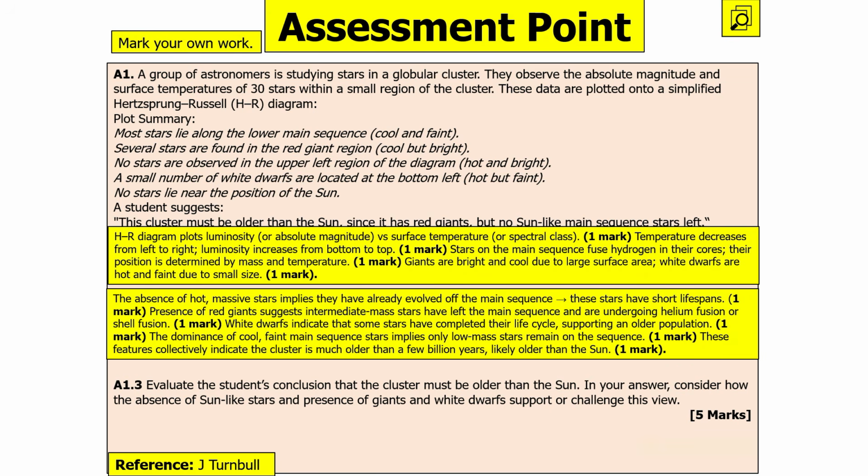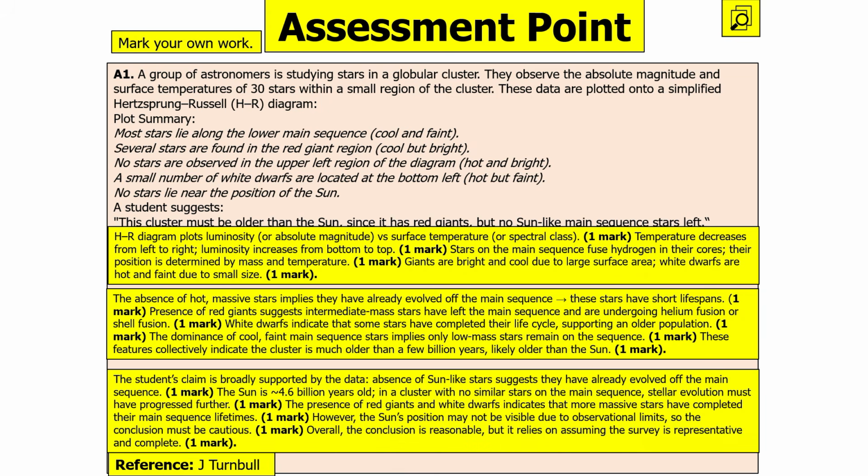The absence of hot massive stars implies they've already evolved off the main sequence, so these stars have a short lifespan. The presence of red giants indicates intermediate mass stars have left the main sequence and are undergoing helium fusion or shell fusion. The white dwarfs indicate that some stars have completed their life cycle, supporting an older population. The dominance of cool, faint main sequence stars implies only the low mass stars remain on the main sequence. These features all collectively indicate the cluster is much older than a few billion years, so likely older than the Sun.